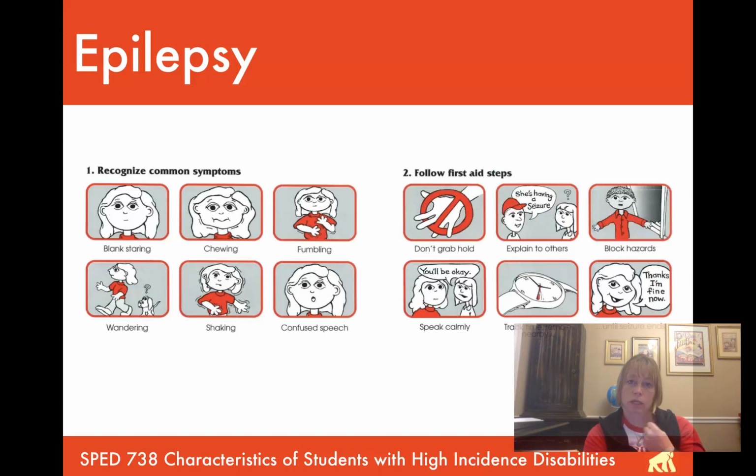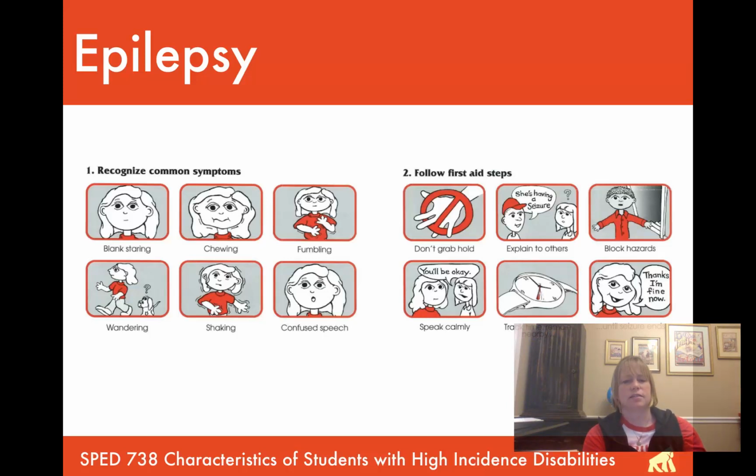Sometimes a consistent chewing motion we will see, or fumbling around for things. Or you may see a student who's wandering around that still, again, is physically there, but you don't feel like they are mentally understanding what's going on. And then, of course, we see the typical thing that we think of with seizures, that shaking, and then confused speech.